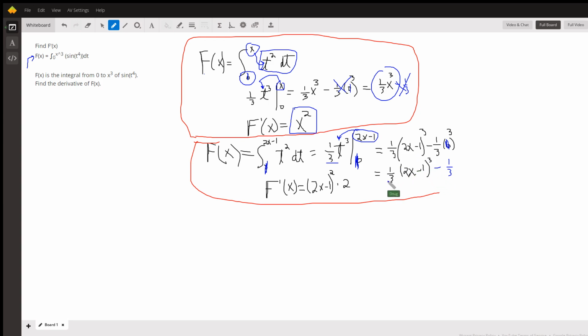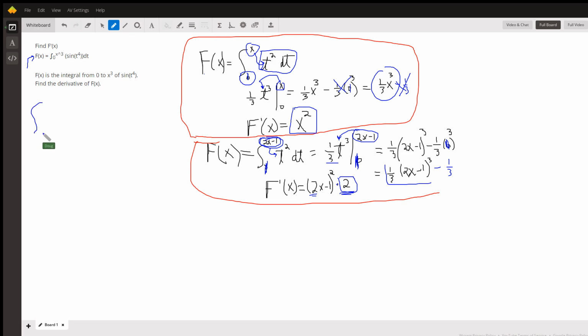But here we'd have to apply the power rule. 3 times a third is 1. Reduce the exponent by 1, but then you have to apply the chain rule, multiplied by the derivative of the inside. And now, do we see a way to think about this? Well, we find the antiderivative of t squared and then take the derivative, we're back to t squared. So we just have to put 2x minus 1 in for t. But if this is a function of x, we have to multiply by the derivative of that, because that's like applying the chain rule.